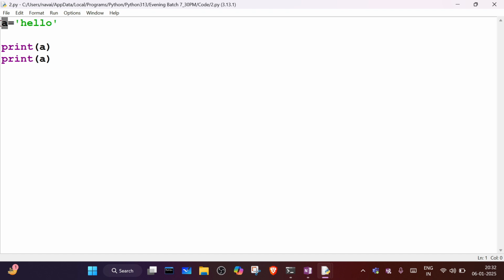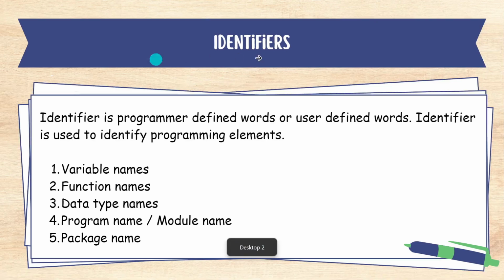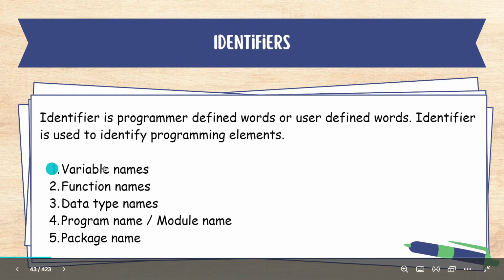Okay, so is this a given by user or given by Python? User. And this 2.py, 2 is given by user or Python? User. So identifiers are user defined words. It could be a variable, function, data type, program name, or package name. Okay, understanding, guys?